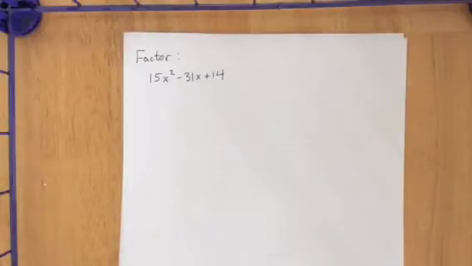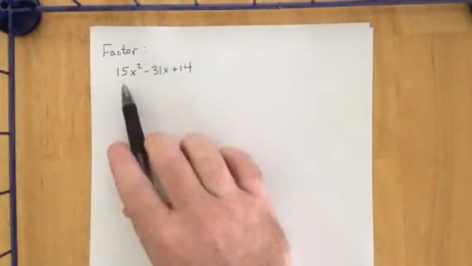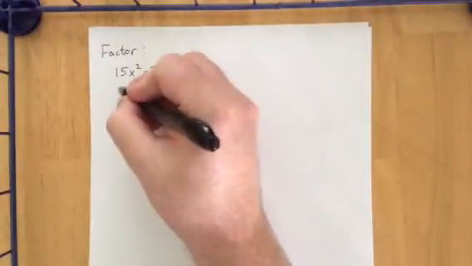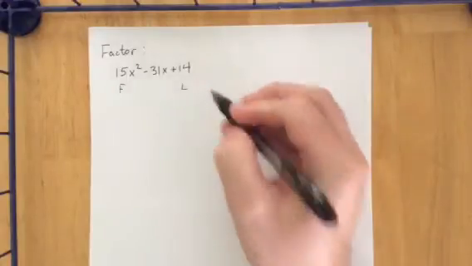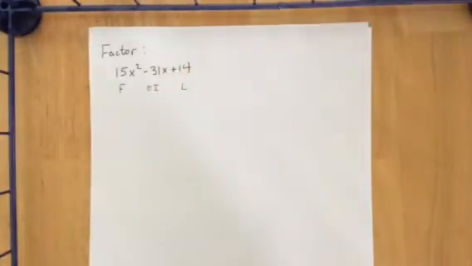Oh, snap. Things just escalated quickly. This time we're going to factor 15x squared minus 31x plus 14. Now, if you try the shortcut method, it's not going to work out on this one because of that extra 15 that's out front. So let's write down some things that we know. I know that 15x squared would have come from the F of FOIL. I know that 14 would have come from L. I know that this negative 31 would have come from some combination of the O and the I.